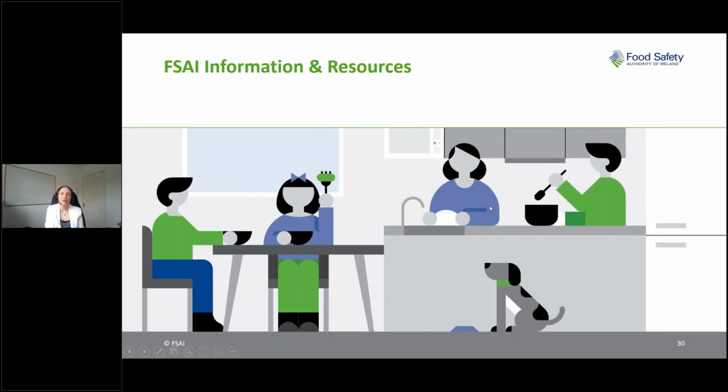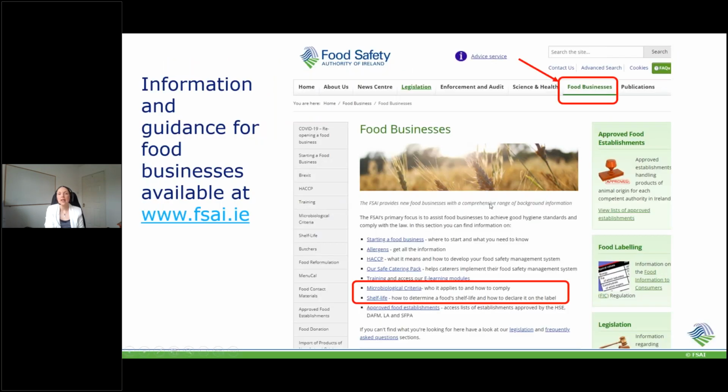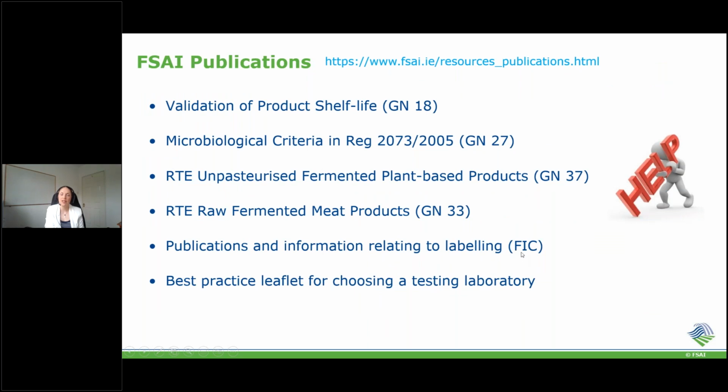Now we're just going to finish up with some of the FSAI resources. We have a huge amount of information on our website. If you go to the food business tab on our website and you click on microbiological criteria and shelf life, you'll find a lot of information there. We talked about our publications. So guidance note 18 is really the Bible around setting shelf life and validating it for your product.